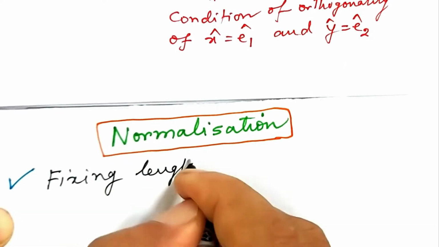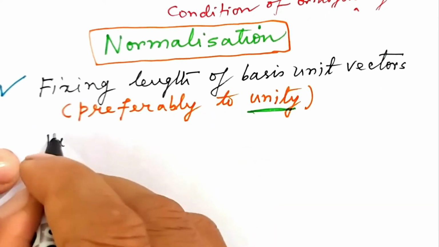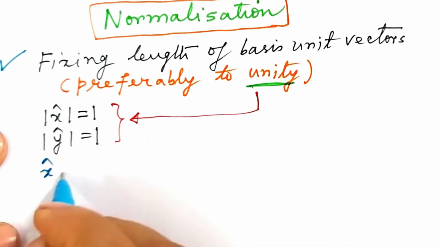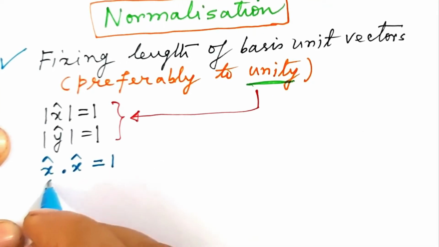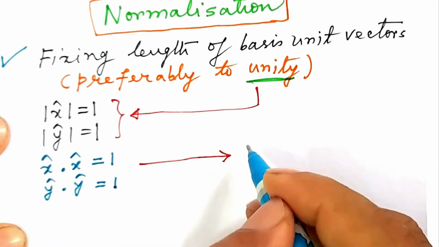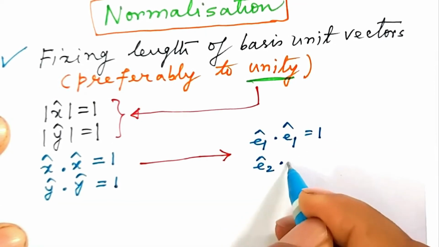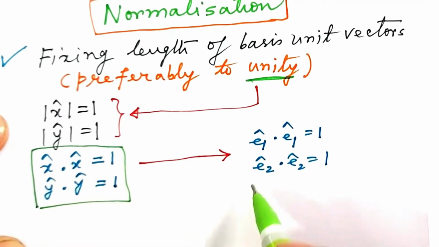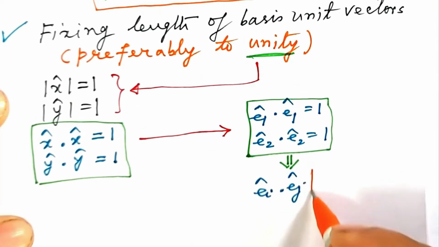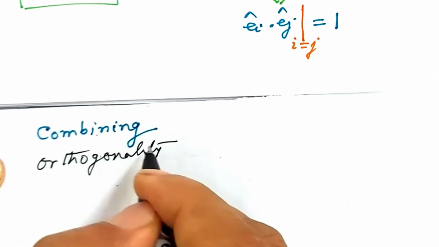It is fixing the length of basis unit vectors, preferably to unity, that is mod of x cap is 1 and mod of y cap is also 1. So that x cap dot x cap is 1, y cap dot y cap is 1. In terms of e1 cap and e2 cap, we rewrite the relations as e1 cap dot e1 cap equal to 1, e2 cap dot e2 cap is 1. In terms of the dummy indices, we rewrite these relations as ei cap dot ej cap for i equal to j is 1.